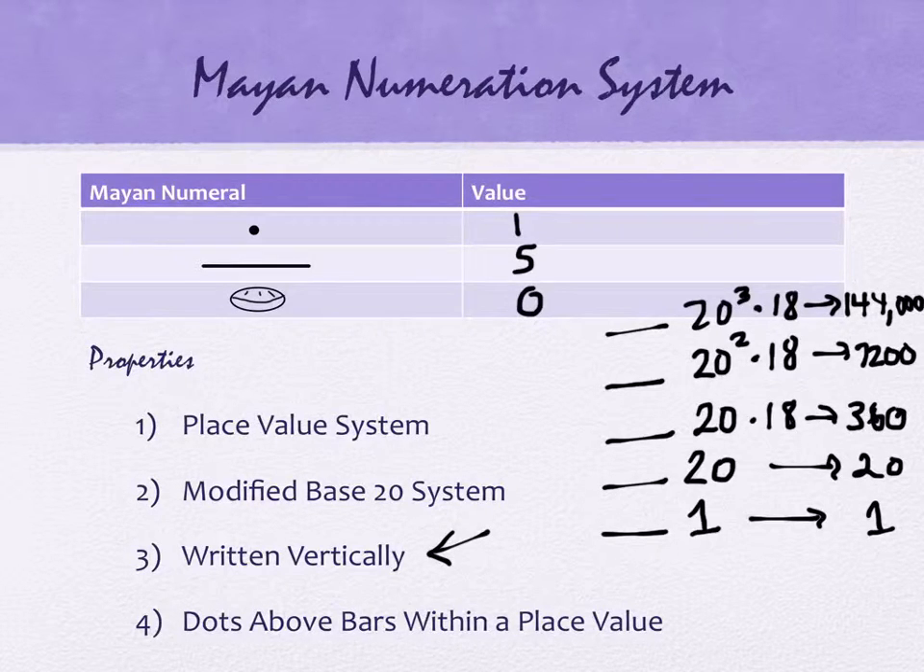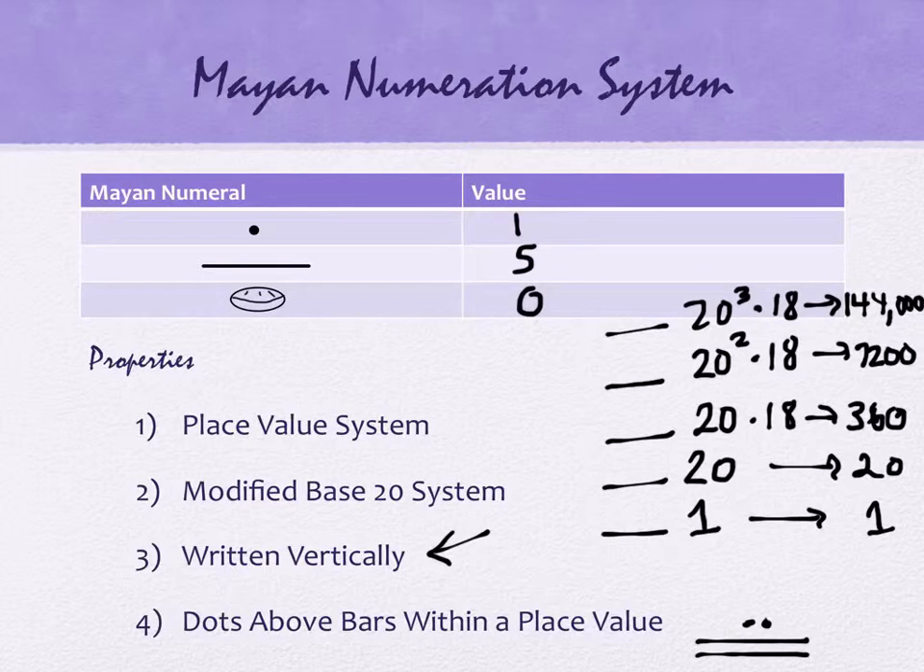Okay, so if you have a low value, in the value of the ones place, it's on the bottom. If you have something higher than that, you build your way up instead of working your way left like we do. Okay, one more thing that's important to know is that the dots go above the bars within a place value system. For example, if you had the number 6, you'd write it as a bar with a dot on top. It's always the bar underneath the dots. So if you had the value 12, you'd do 2 bars with 2 dots on top.